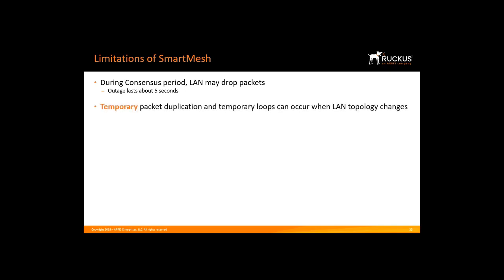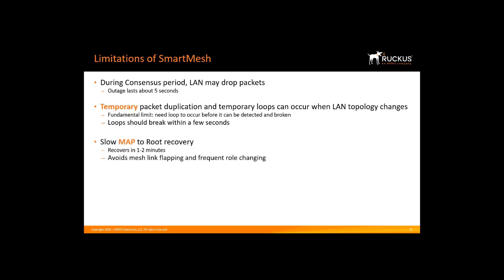Secondly, when there are topology changes, there may be temporary periods where there are packet duplications or where loops can occur. Fundamentally, you need to be able to have a loop and detect a loop before you can break a loop. Loops are typically broken within a few seconds. Also be aware that MAP to root AP recoveries are very slow and can take 1 to 2 minutes. This is necessary to avoid mesh links from flapping and for the mesh topology to encounter frequent rule changes.